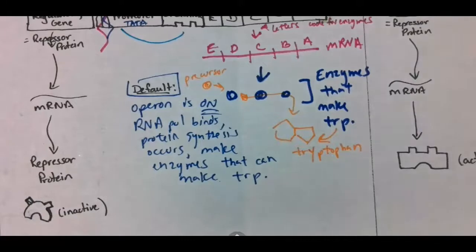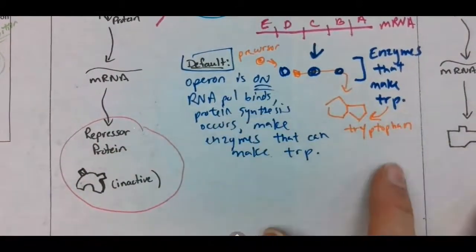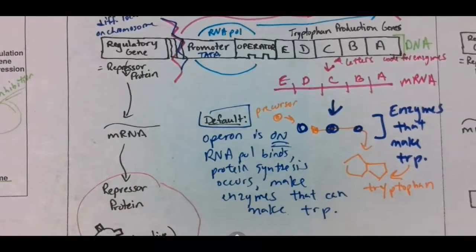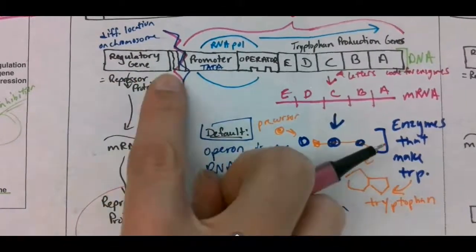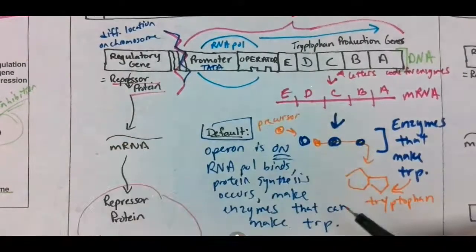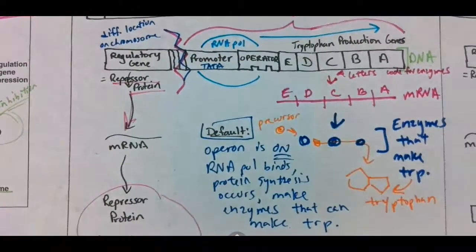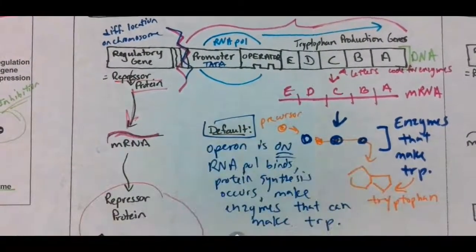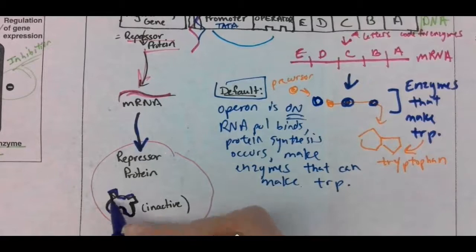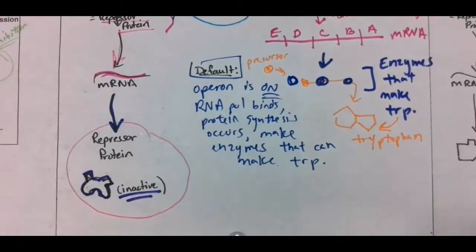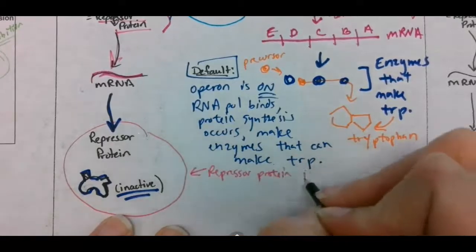However, lurking in the distance is this repressor protein over here. Okay? Now, like I said before, remember, this regulatory gene is located on a different part of the bacterial DNA. This regulatory gene codes for this repressor protein. So usually this repressor protein is transcribed into its mRNA and translated into a repressor protein right here. But the default is inactive. So the default is the repressor protein is inactive.